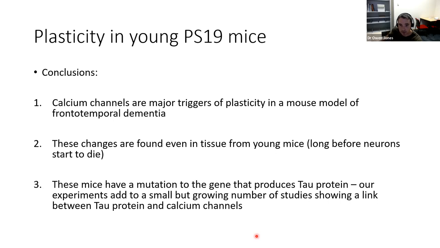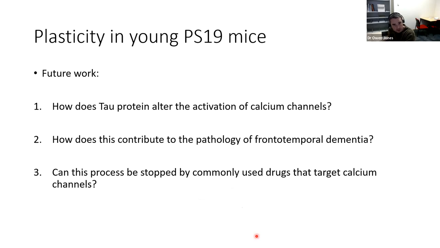Now, also, because these mice have a mutation to the gene that produces tau protein, we now have a link between tau protein and calcium channels. And as it turns out, a few other people have seen something similar. A very small number of studies, but they all report exactly the same thing. They all show that tau protein is in some way associated with boosting calcium channel signals. So we're very interested in chasing that up, and we have some important questions that we need to address here.